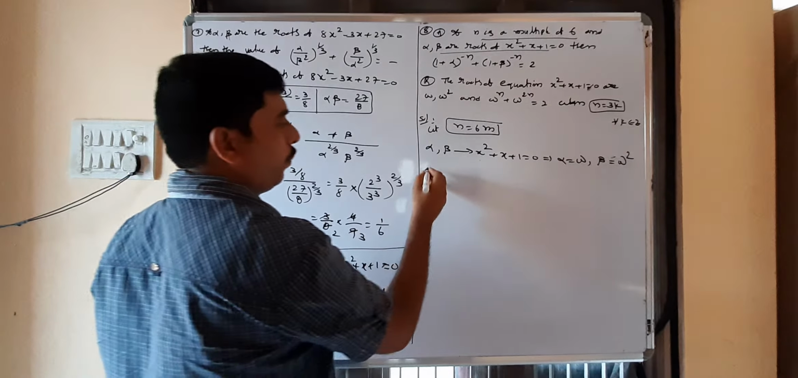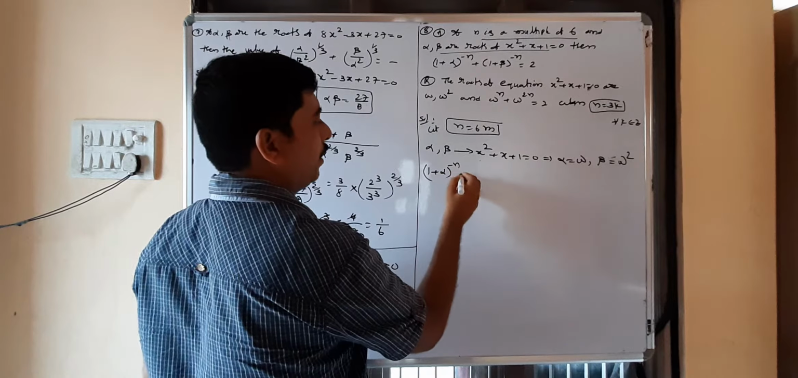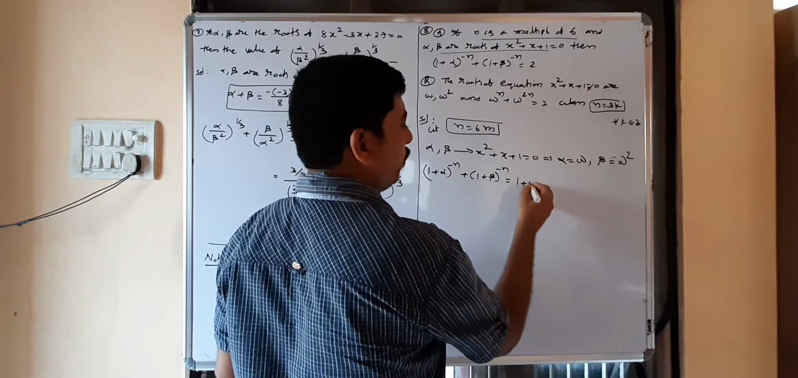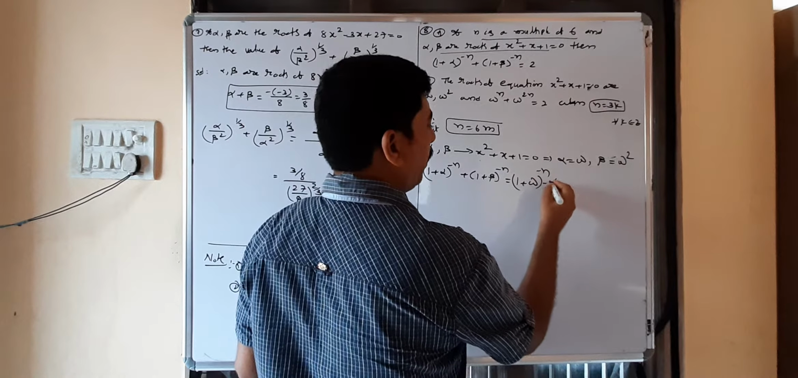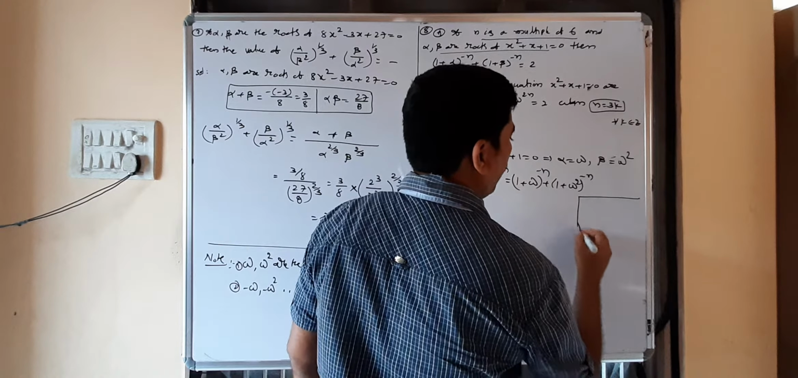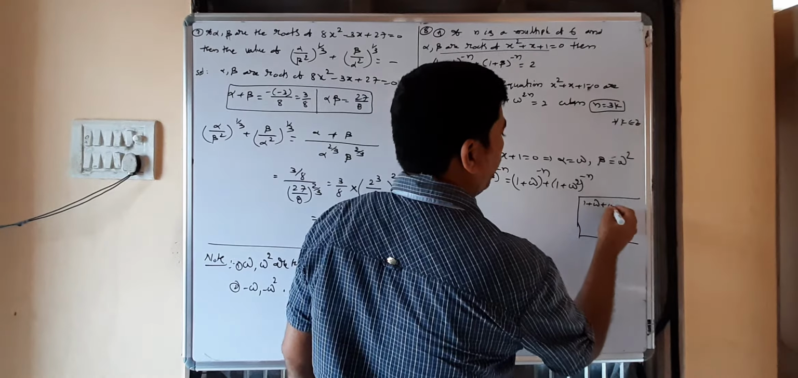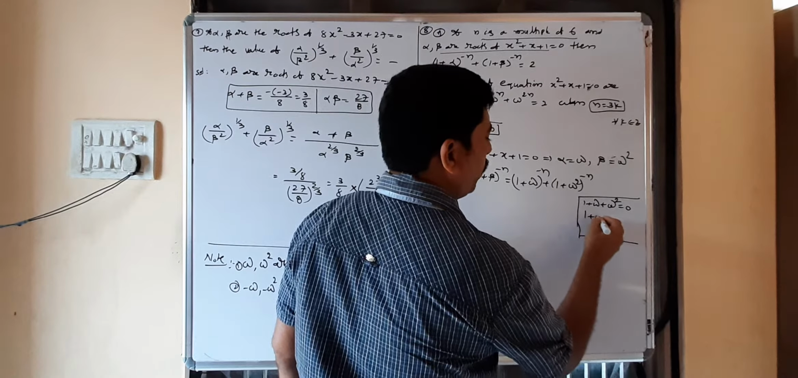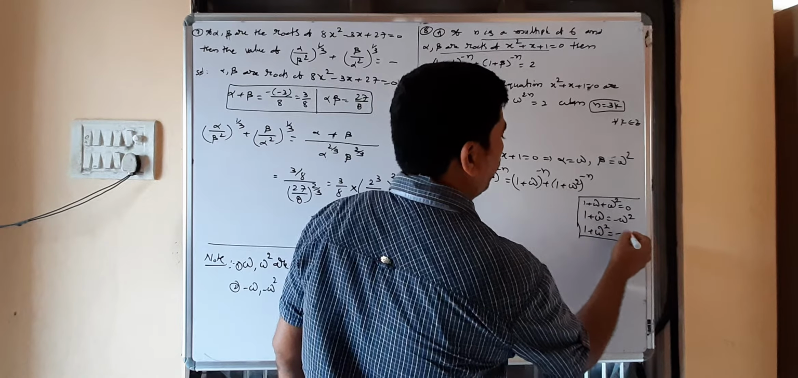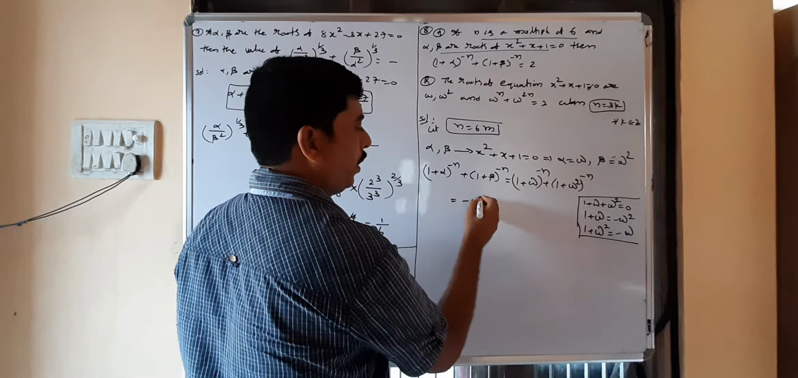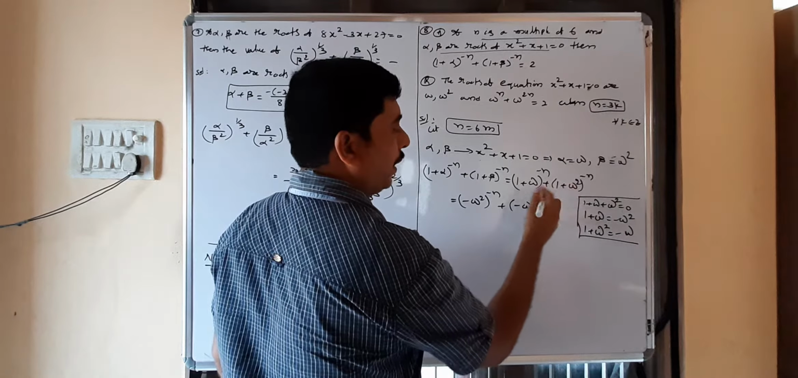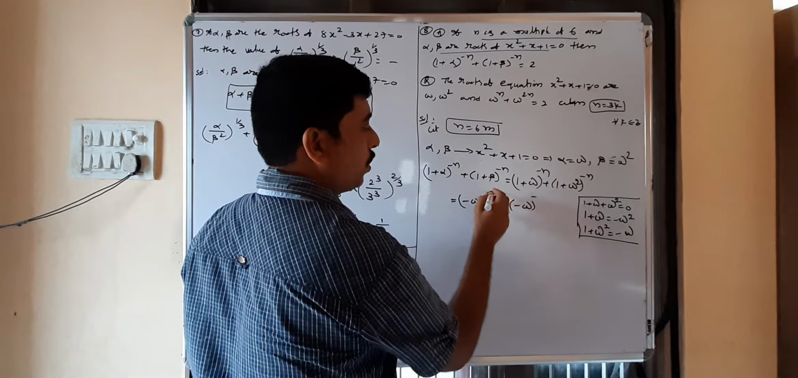Now they are asking to find (1 plus alpha) whole power minus n plus (1 plus beta) whole power minus n. 1 plus alpha means (1 plus omega) whole power minus n plus (1 plus omega square) whole power minus n. We know that 1 plus omega plus omega square is 0. From this, 1 plus omega value is minus omega square, and 1 plus omega square value is minus omega. So this is (minus omega square) whole power minus n plus (minus omega) whole power minus n. N is 6m.